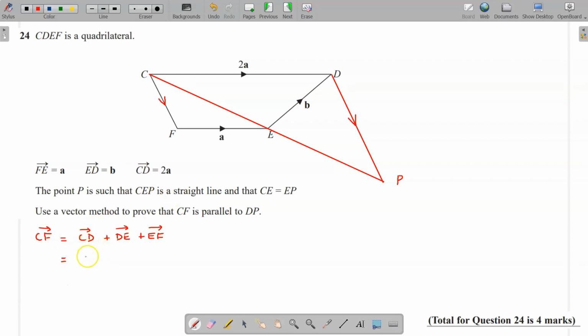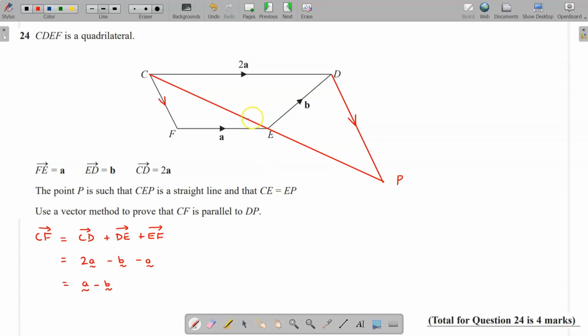So I've got 2A for that part. That's the vector A. I've got minus B, and then this EF is minus A, you see. And when I simplify that, I've got 2A minus A, which is A. So that simplifies to A minus B. So A minus B is the vector CF.